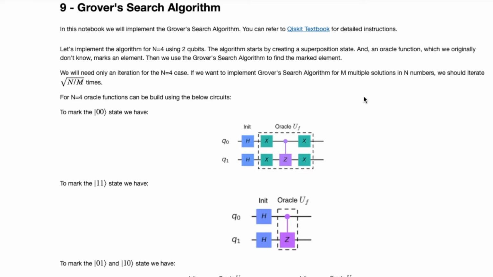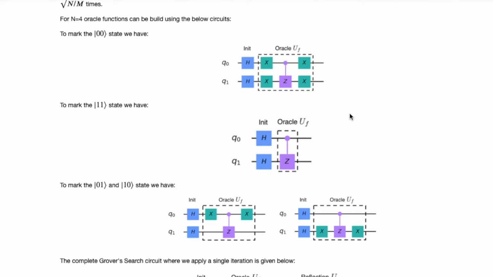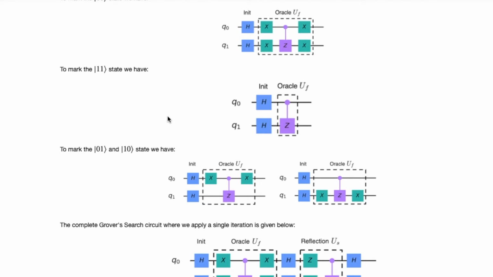In Grover's search algorithm, we are using oracles to mark the states. For 2 qubits, the oracles are given as follows. For the 0, 0 state, we only have this circuit in boxes, and following a very similar logic, we can construct other oracles for other states.